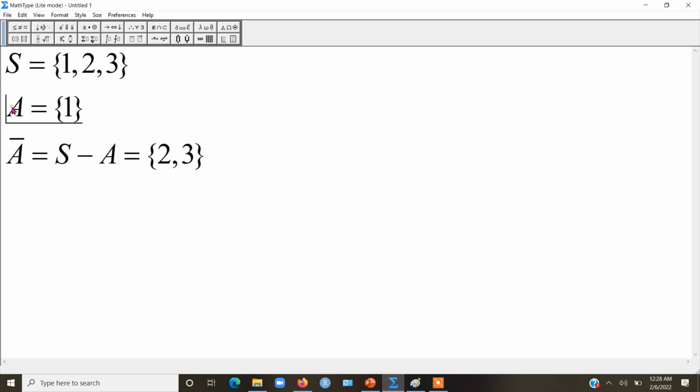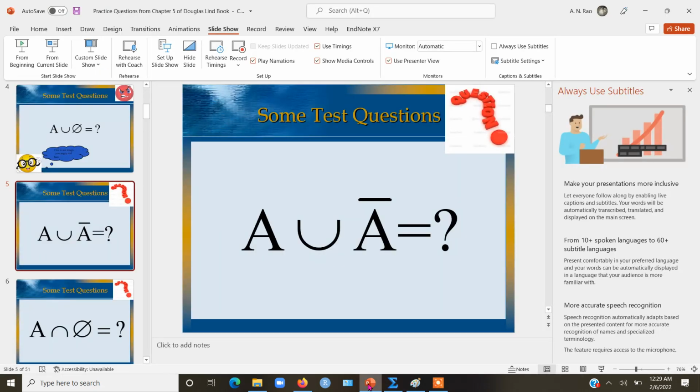Now if I take the union of A and A bar, what will be the answer? I am combining all the entries in set A with set A complement. Of course, I will get the sample space back. You can see if I combine A and A bar, I will get the sample space back. So the answer to the question, what is the union of A and A bar, will be the sample space.